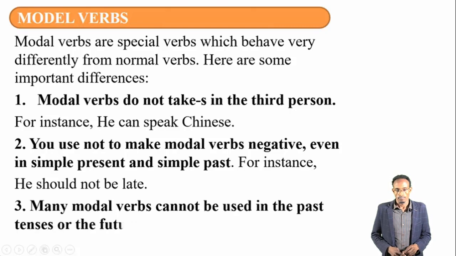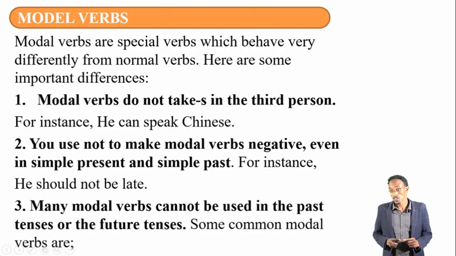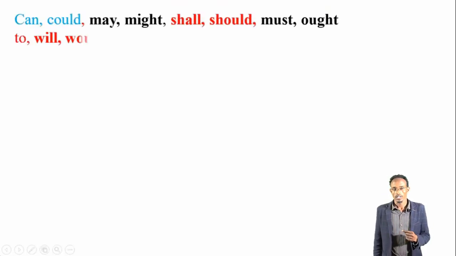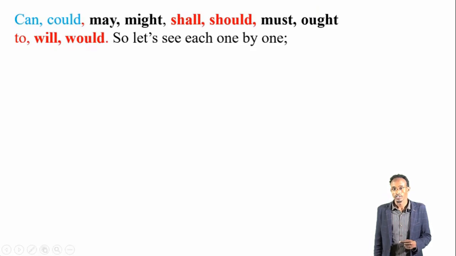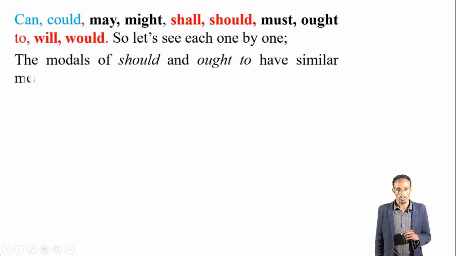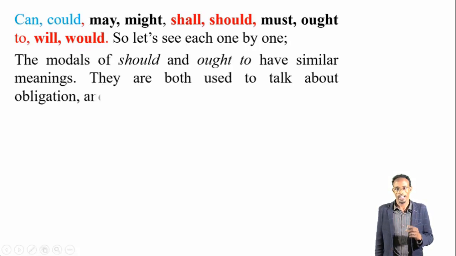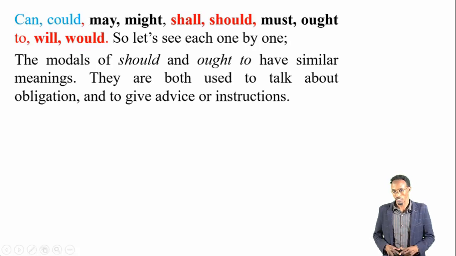Thirdly, many modal verbs cannot be used in the past tenses or the future tenses. Some common modal verbs are well known, like could, might, should, shall, must, and so on. So, now, students, let us see each one by one. The modal verbs should and ought to have similar meanings.